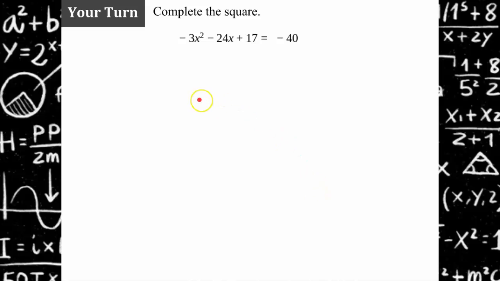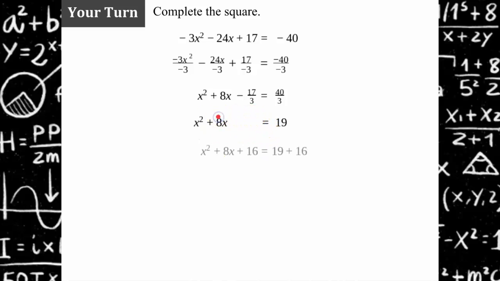Welcome back. So first thing I did was I divided each term by negative 3, which is the coefficient of x squared, the A value. Simplified. Now I'm going to add 17 thirds to both sides, which will give you 57 thirds, which is equivalent to 19. Now we want to find our value for c to force this to be a perfect square trinomial. Half of 8 is 4, and 4 squared is 16, so I add 16 to both sides. Writing it as my perfect square, x plus 4 squared equals 35. 19 plus 16 gives me the 35.